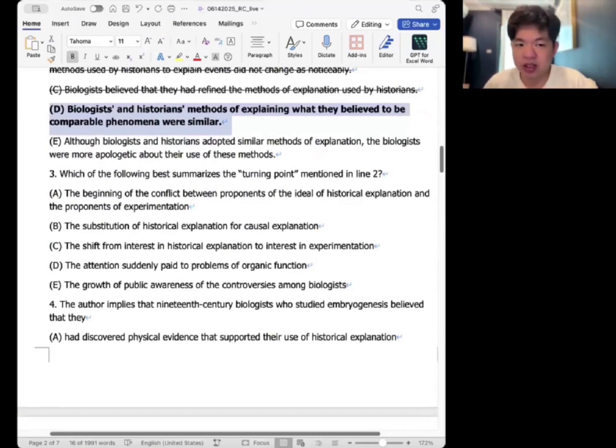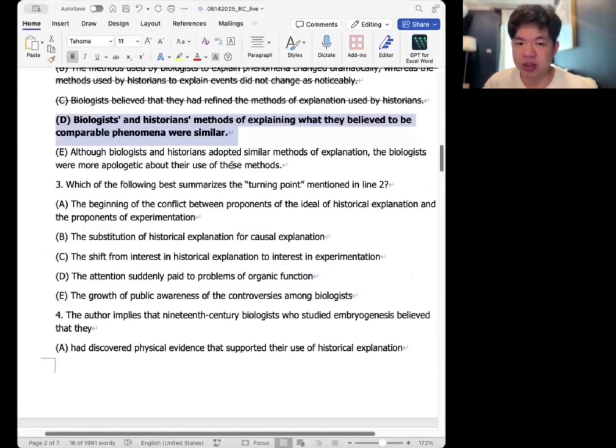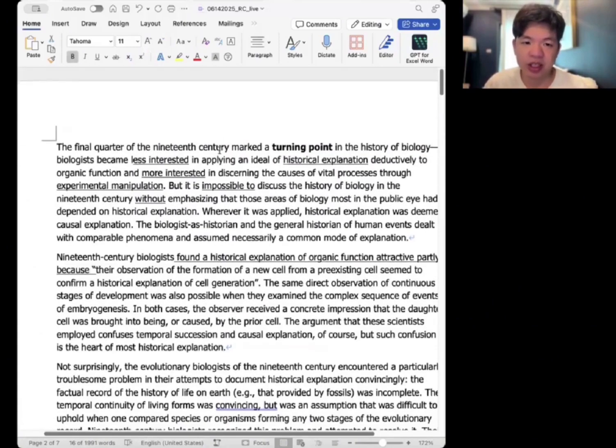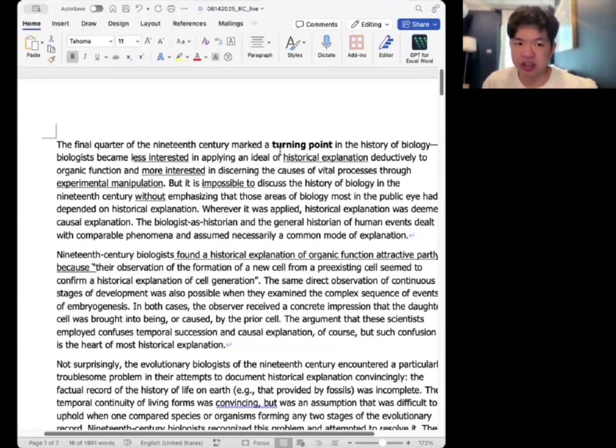The third question asks, which of the following best summarizes the turning point mentioned in the second line of the second paragraph? Turning point, okay. All right, so let's take a look here. We're doing a summary, right? So let's go back and look at this sentence. What exactly is the turning point being referred to? It's that these biologists are less likely to use historical explanations to explain certain biological phenomena and functions. Instead, they focus more on exploring the course of life by using experimental methods.